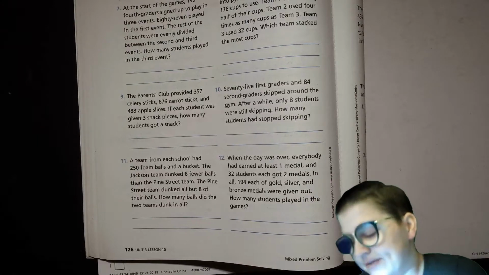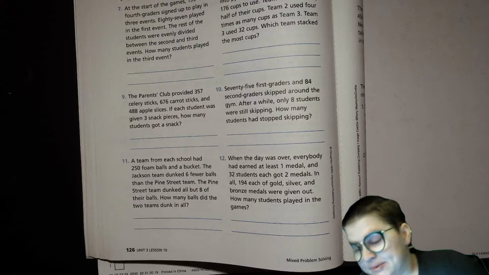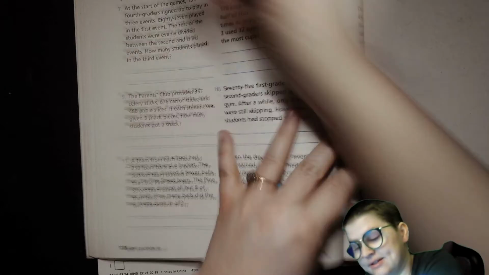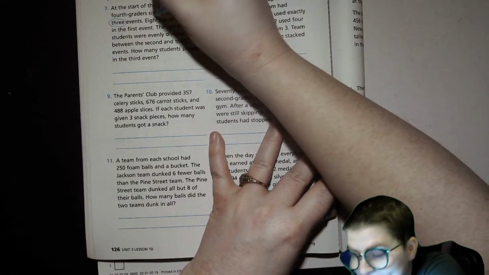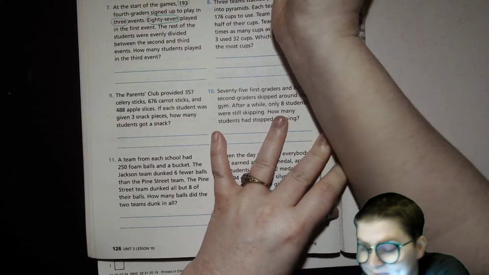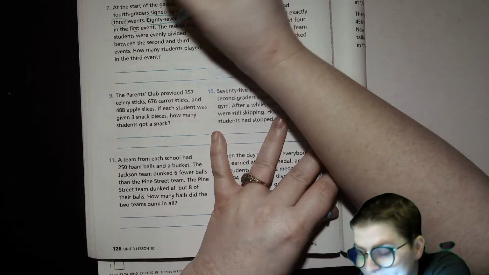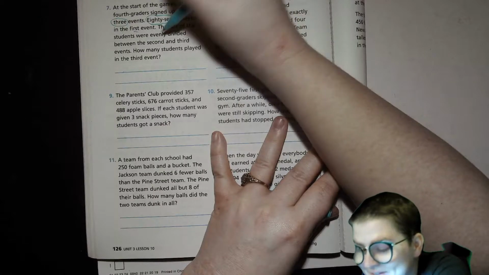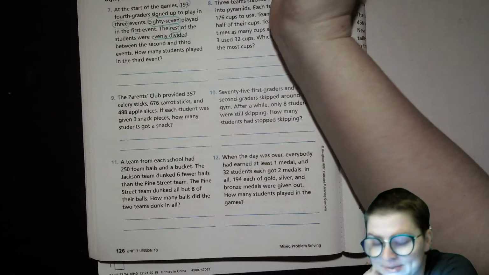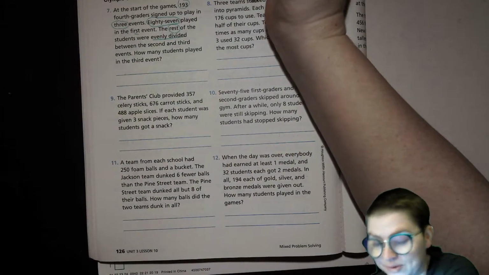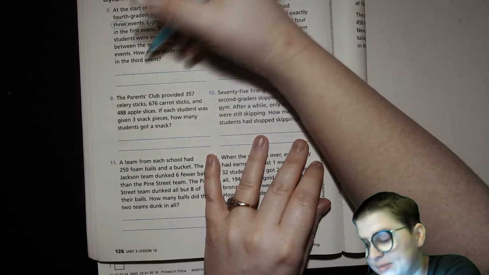Okay, number 7. At the start of the games, 193 4th graders sign up to play in 3 events. 87, see they're putting some word form numbers in there for us too, played in the first event. The rest of the students were evenly divided between the second and the third. How many students played in the third event? Now, I should point out, this is multi-step word problems here. So we're gonna have more than one step here.